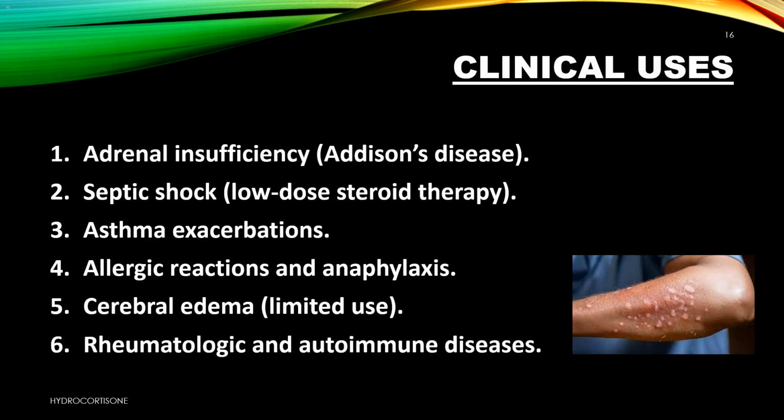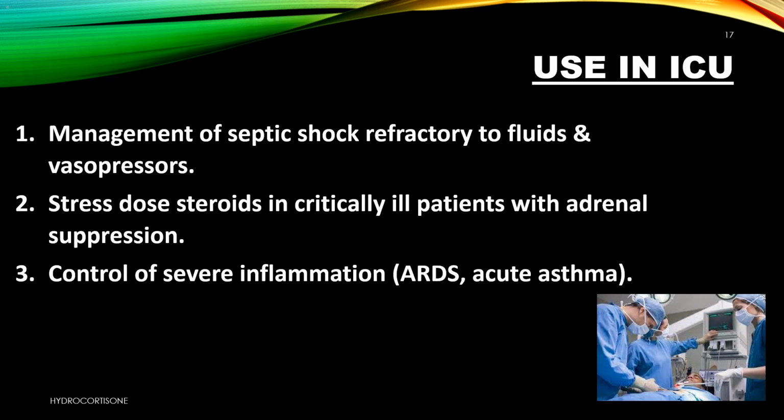6. Rheumatologic and autoimmune diseases. Hydrocortisone is used to treat various rheumatologic and autoimmune diseases, such as rheumatoid arthritis and lupus, to reduce inflammation and modulate the immune response. Use of hydrocortisone in ICU.